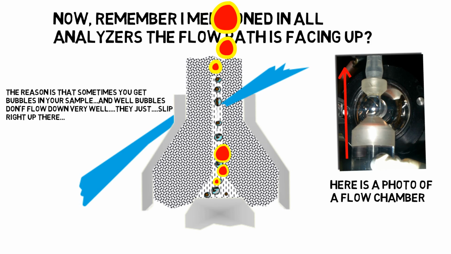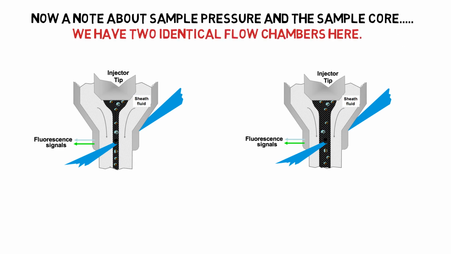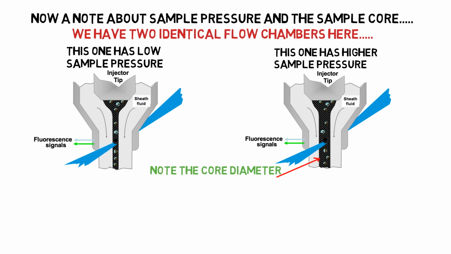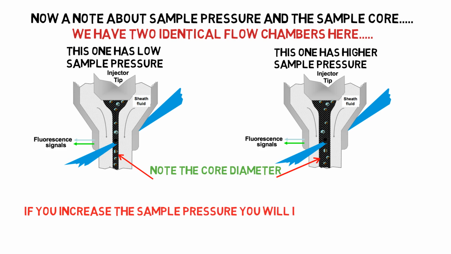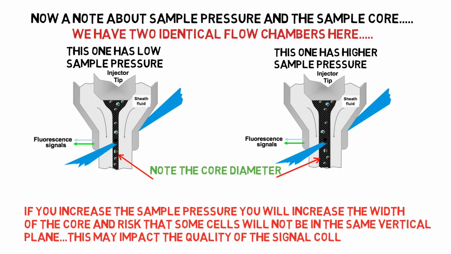Now, a small note about sample pressure and the sample core. Below we have two identical flow chambers, but the one on the left has low sample pressure and the one on the right has higher sample pressure. What you should note here is that when you increase the sample pressure, you will widen the sample core. The risk is that some cells may not be in the same vertical plane and that you might impact the quality of your signals. It's something to keep in mind when you push those cells faster through your flow cytometer.